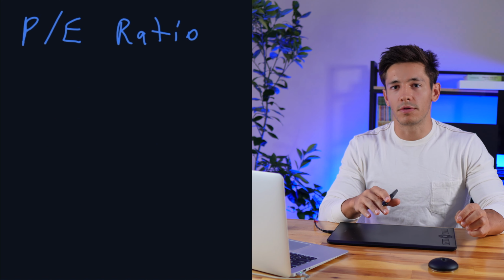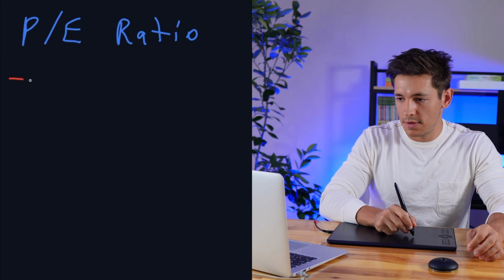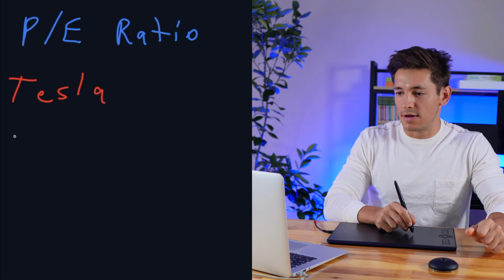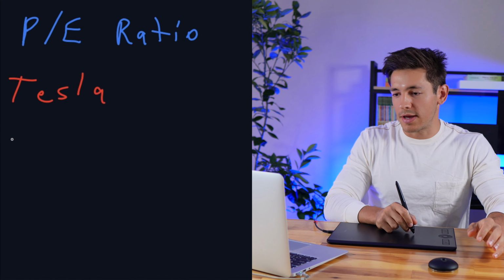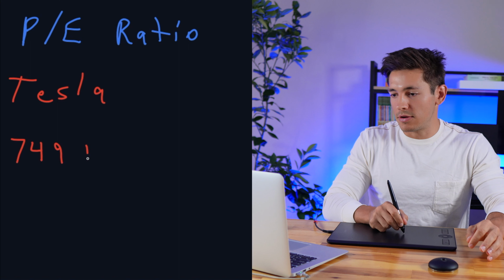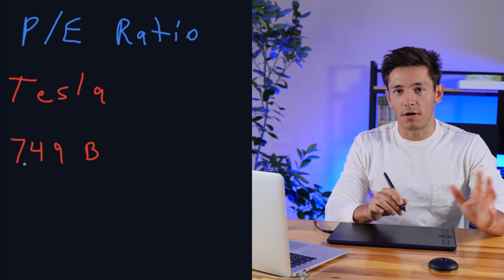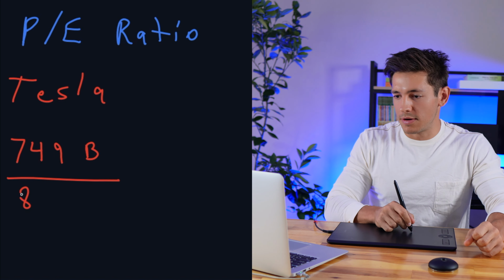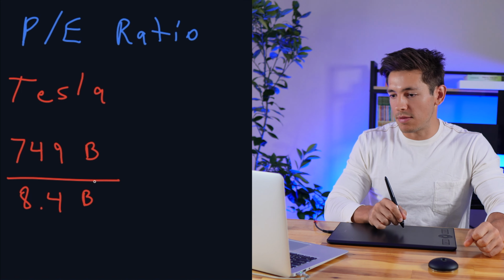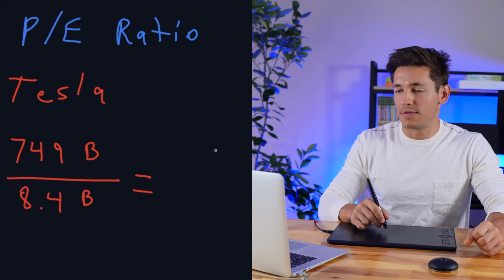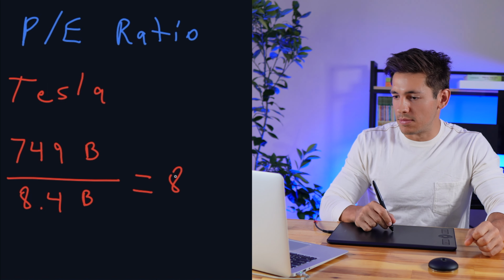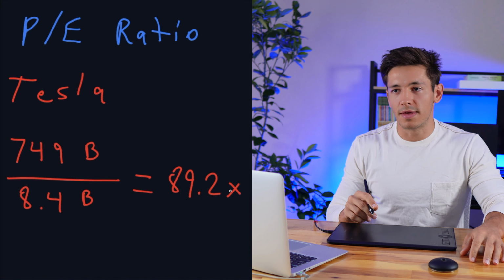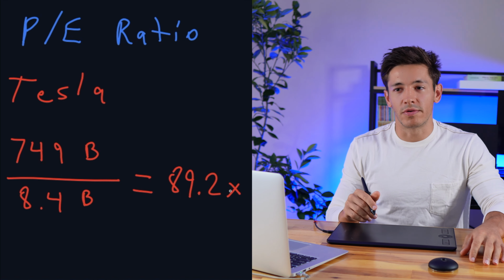Okay, so the next real world example we'll look at is Tesla. And Tesla is an interesting one because they're growing very fast. The market cap for Tesla right now is 749 billion. That's what all of Tesla is worth if you wanted to buy it. And the earnings of Tesla in the last year is 8.4 billion. So if you divide those two, you would get 89.2 times earnings. And that's a lot higher than the 19.7 that Google had.